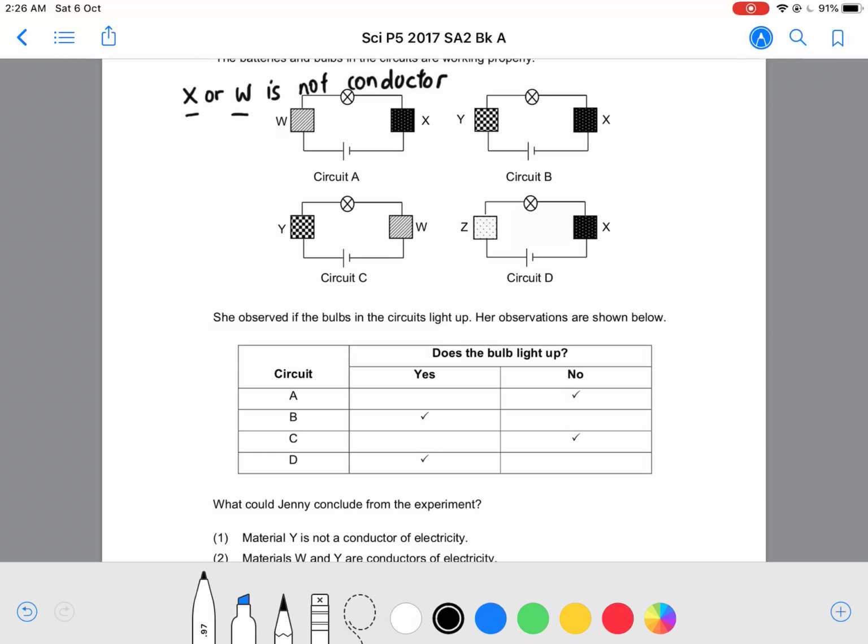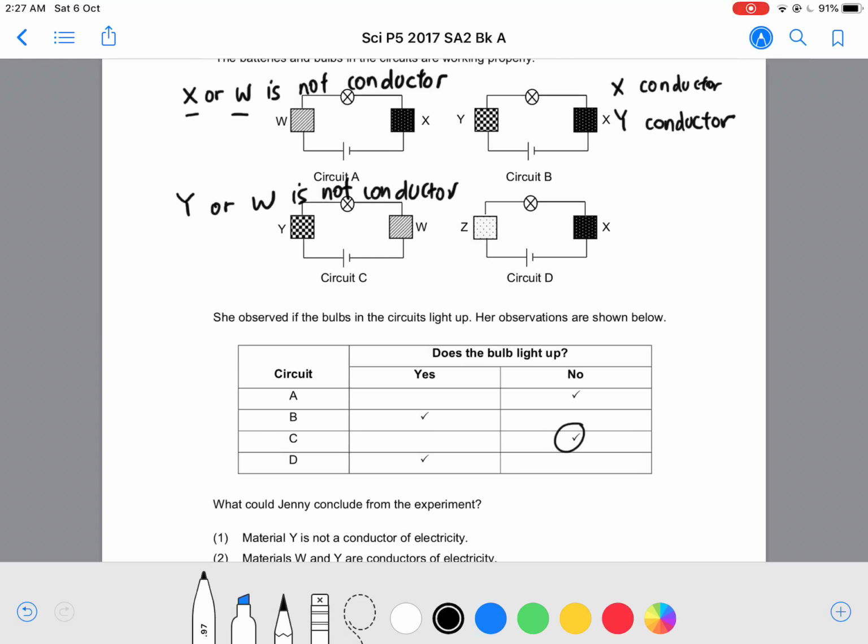What about circuit B? Circuit B lighted up. Now for circuit B to light up, that means X must be a conductor. Y must also be a conductor, right? Otherwise it won't be a closed circuit. So we are writing all the results now. Circuit C, it doesn't light up. Now if it doesn't light up, that means Y or W is not a conductor. One of it is not a conductor, or maybe two of it is not a conductor. That's why it doesn't light up.